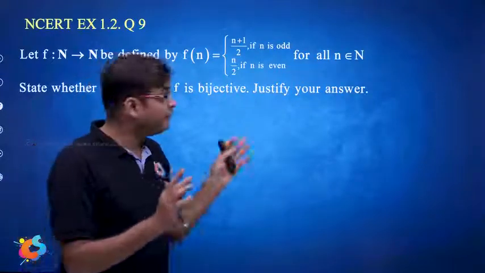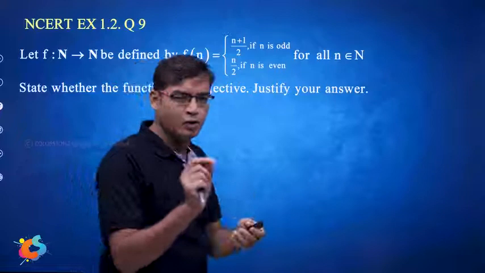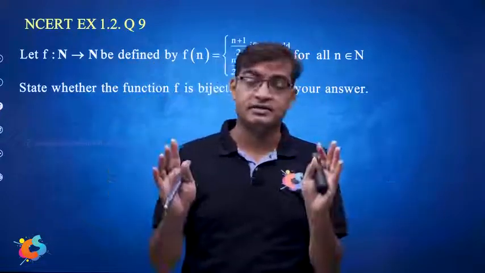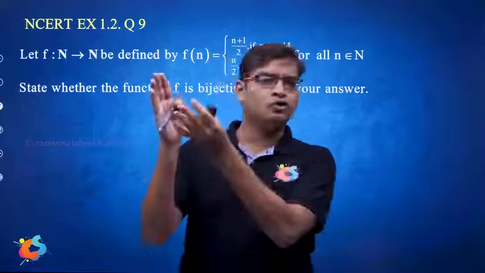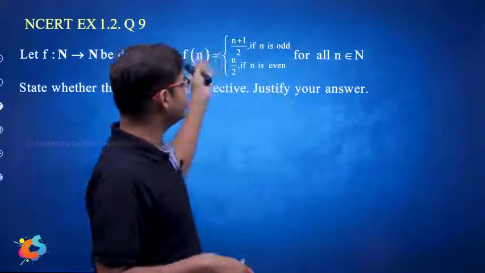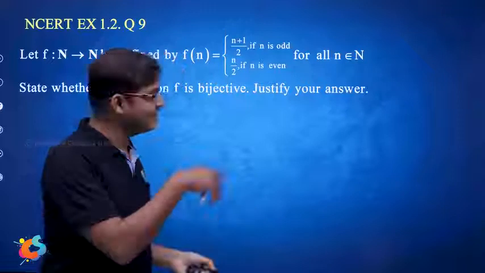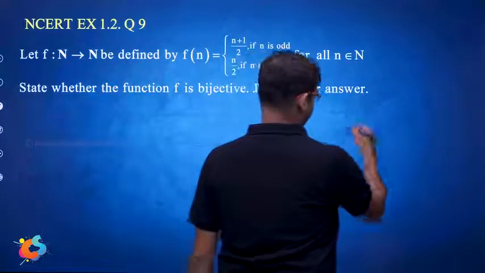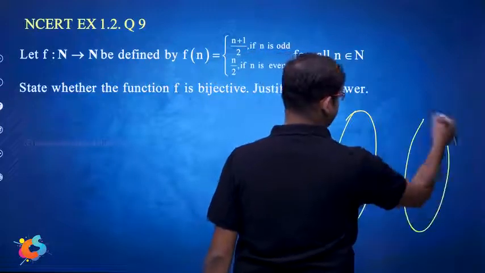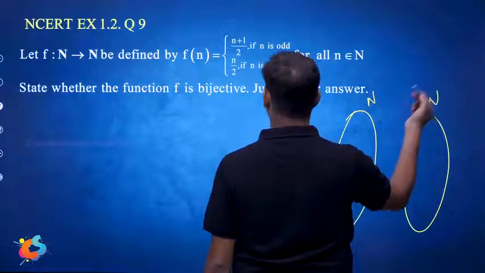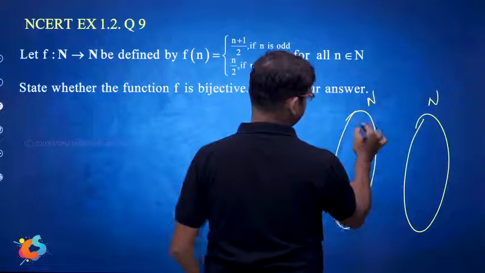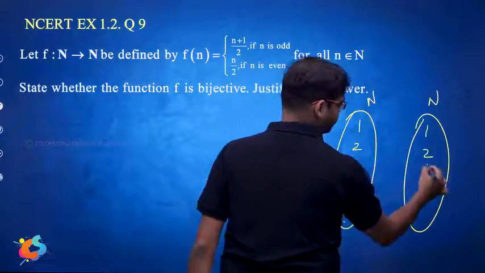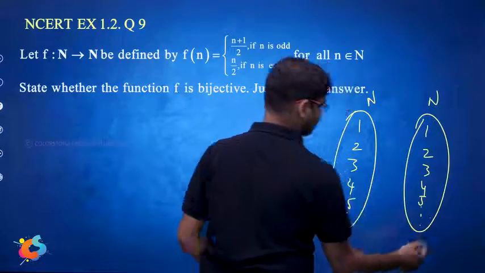Now, whether it is competitive exams or board exams, I told you, just draw the mapping diagram and right away you will understand the answer. If you know the graph, go to the graph, right? But here, this is a piecewise function. So let us take the mapping diagram. Here we have natural numbers, and here also we have natural numbers: 1, 2, 3, 4, 5 and so on.